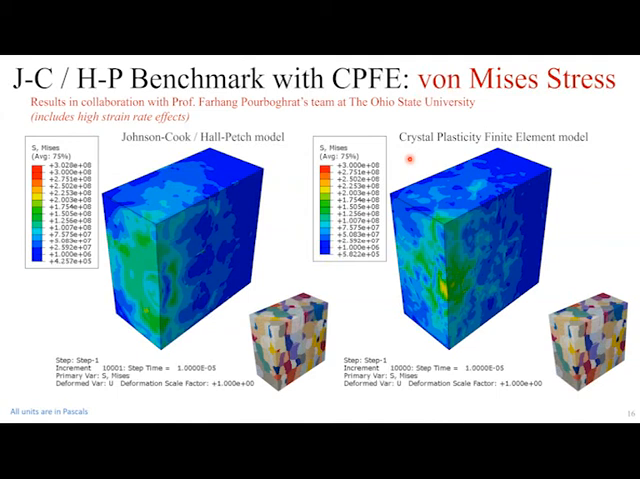And then here's after this is the static equilibrium, extremely close. And the peaks are about 303 megapascals for the Johnson Cook Hall Petch approach and 300 for the CPFE, crystal plasticity. The crystal plasticity will take a couple of days to run and the Johnson Cook Hall Petch is about 10 minutes. And so this could be something that's really important for industrial application with additive manufacturing.